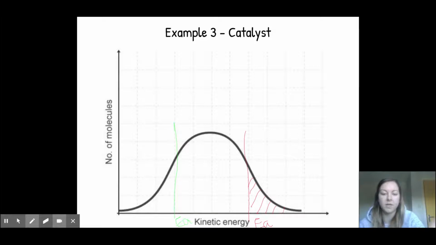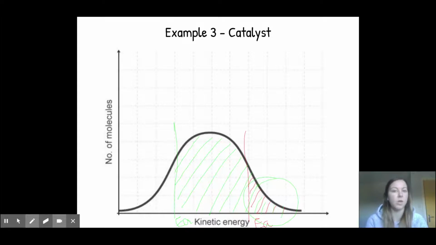Now, as you can see, here are the number of molecules that have energy greater than the activation energy. Let's look at it now. All of this area here under this graph is now representing the number of molecules with an energy greater than the activation energy. So what catalysts do is they do not alter the distribution of that curve. They simply lower the activation energy so that more molecules have energy greater than the activation energy.